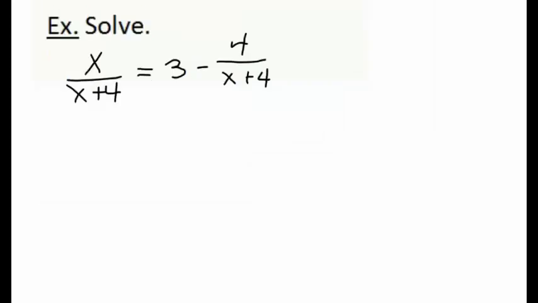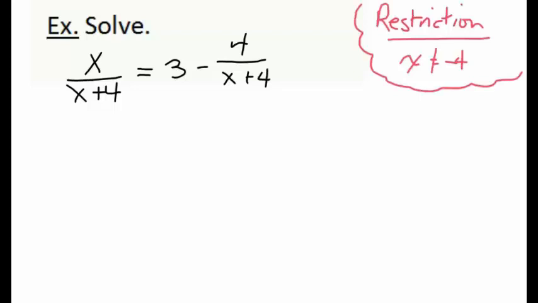Looking at this example, let's try to figure out what our restrictions are before we begin trying to solve this equation. Looking at our denominator, we have that x plus 4 is not allowed to be 0. This leads us to our only restriction: x is not allowed to equal negative 4. Now that we have our restriction, let's go ahead and try to solve this by multiplying every term by x plus 4.